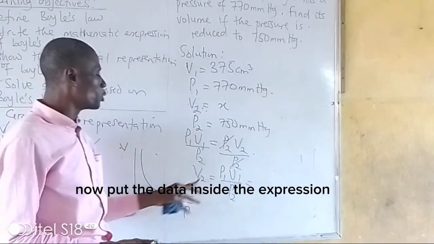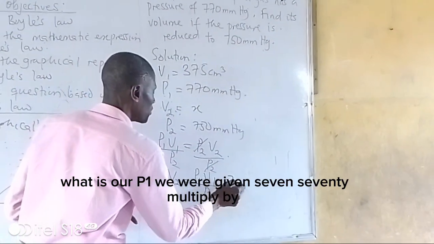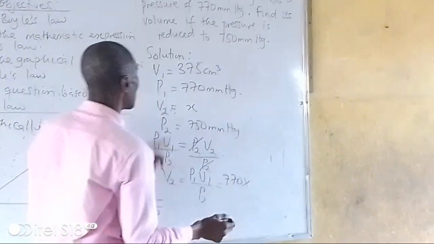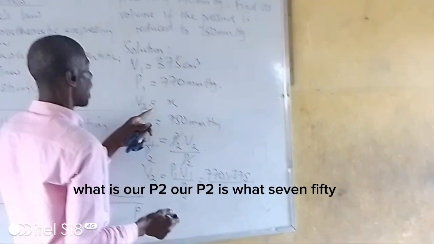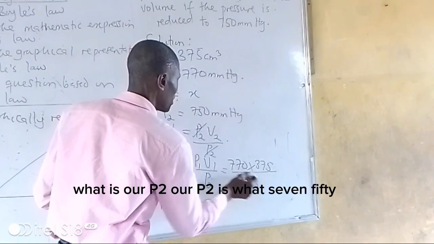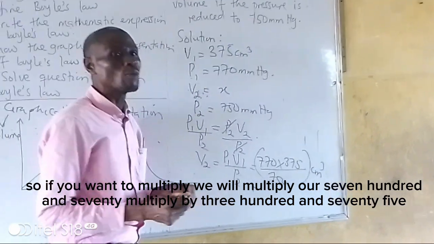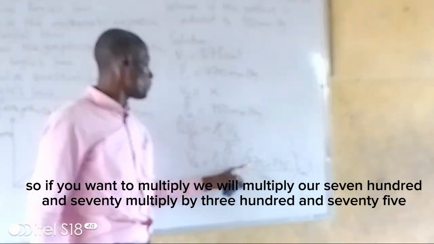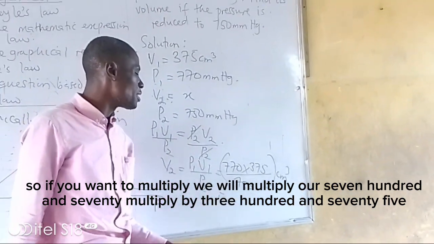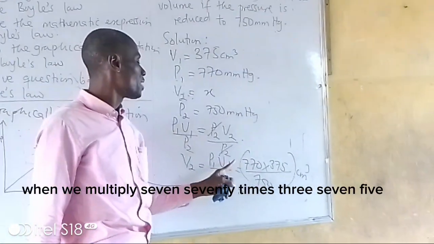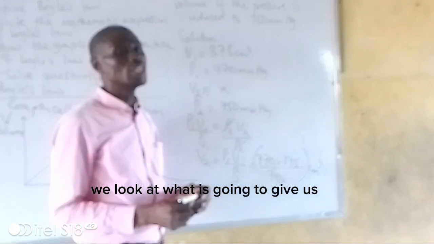Now, put the data inside the expression. What is our P1? We have 770 multiplied by our V1, 375, over our P2, which is 750. Everything is in centimeter cube. So if we multiply 770 by 375, let us see what it is going to give us.